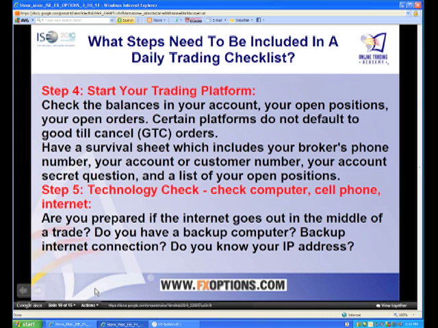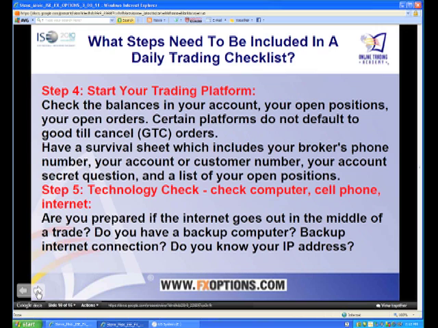You can have all of this information on a piece of paper in case the power goes out and the computer goes black, and also you can have that information online, just in case it's an issue where you lose power to your trading platform and you need to talk to their technical support.